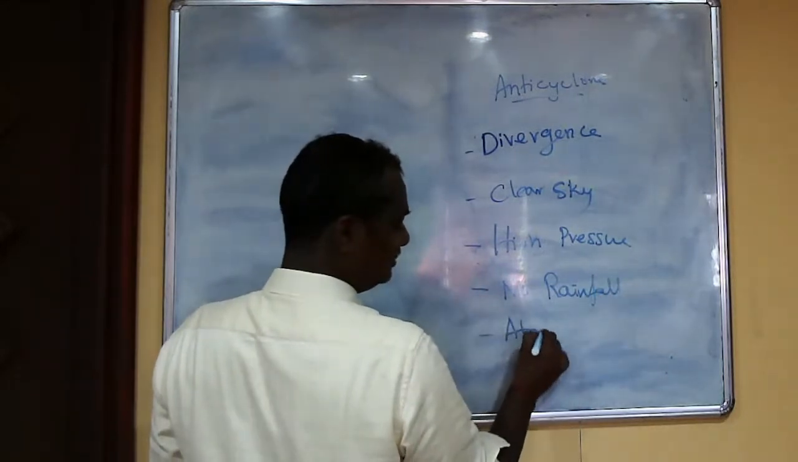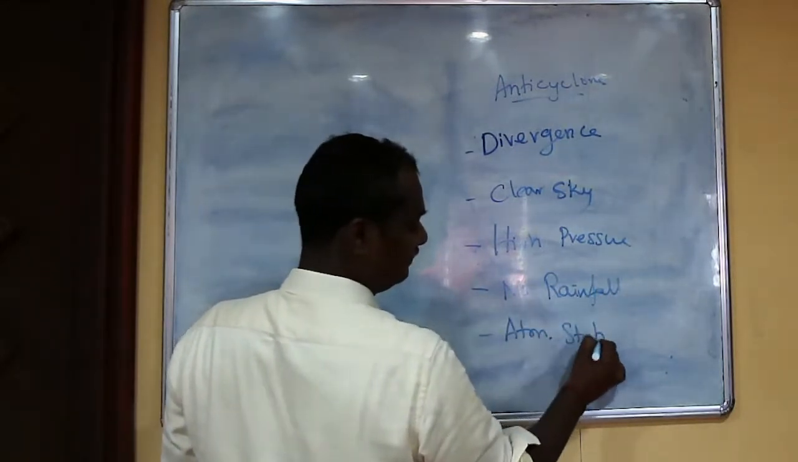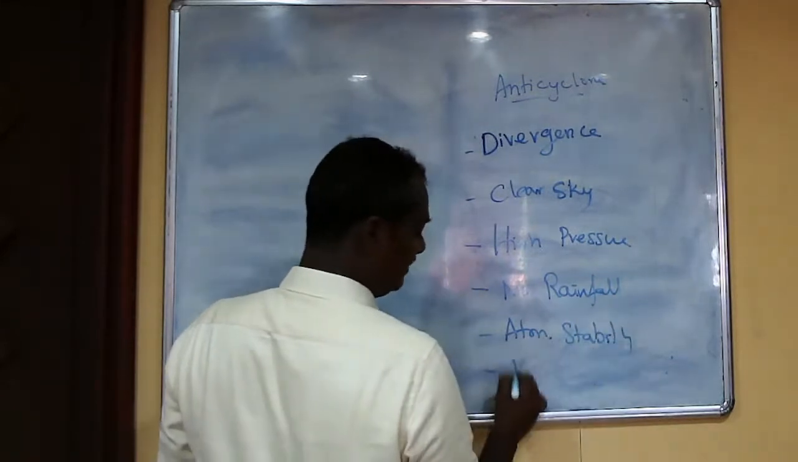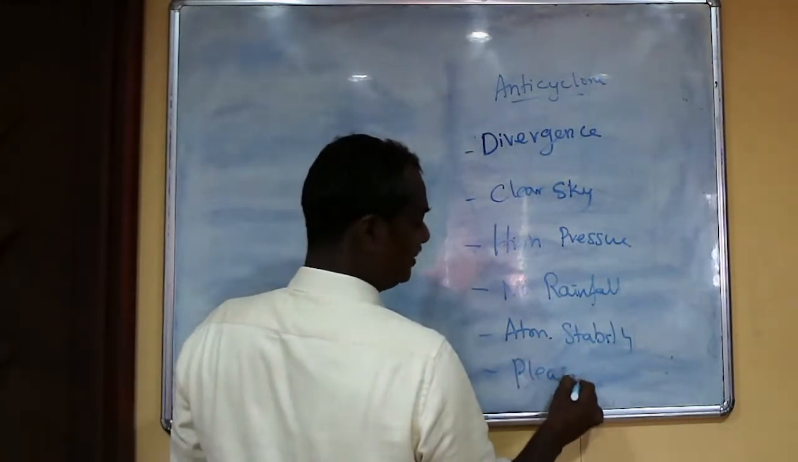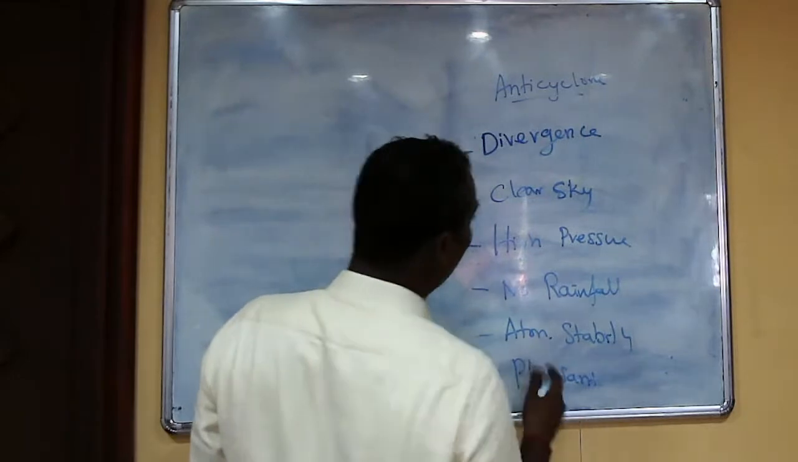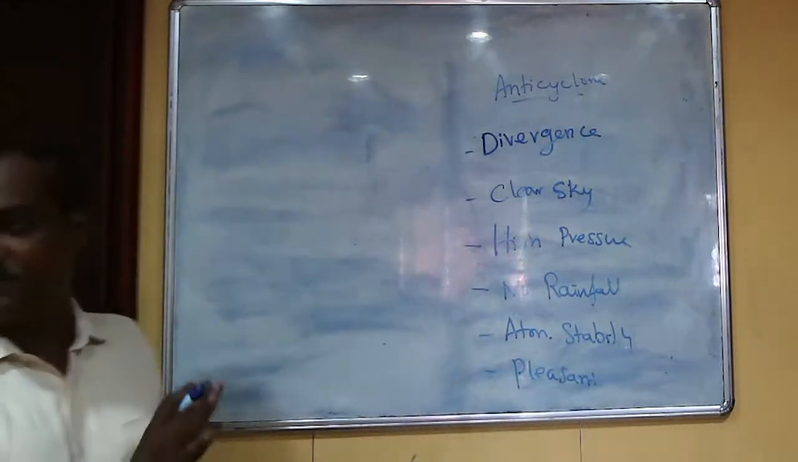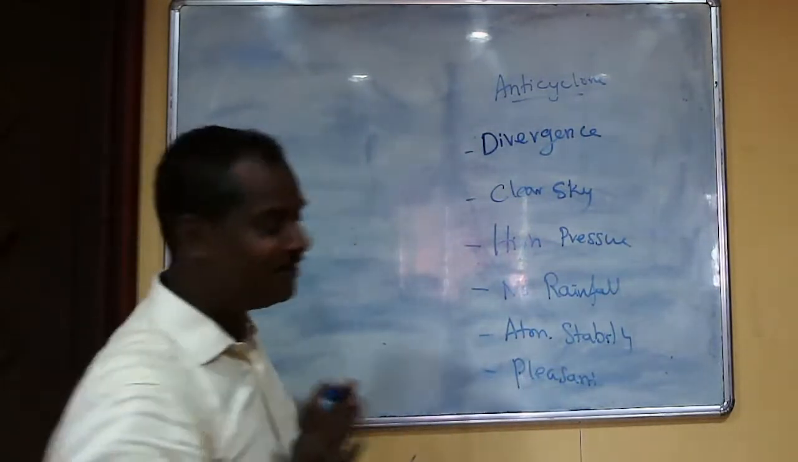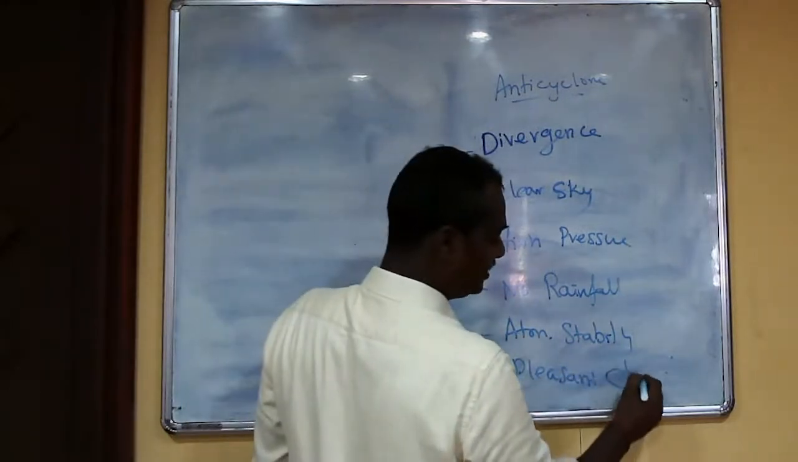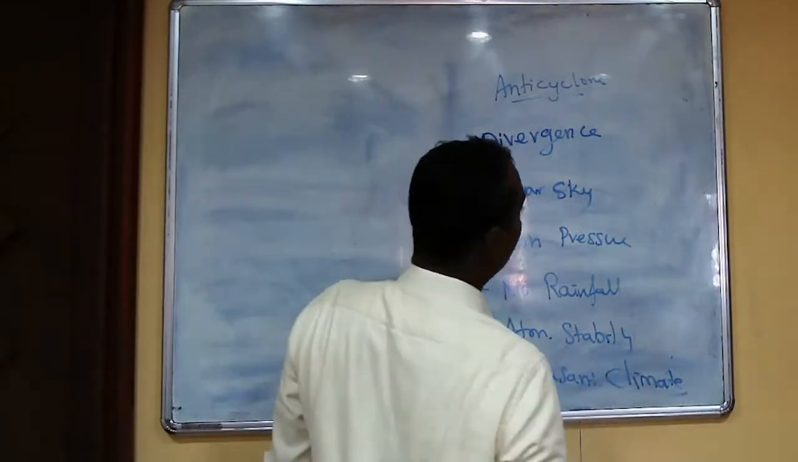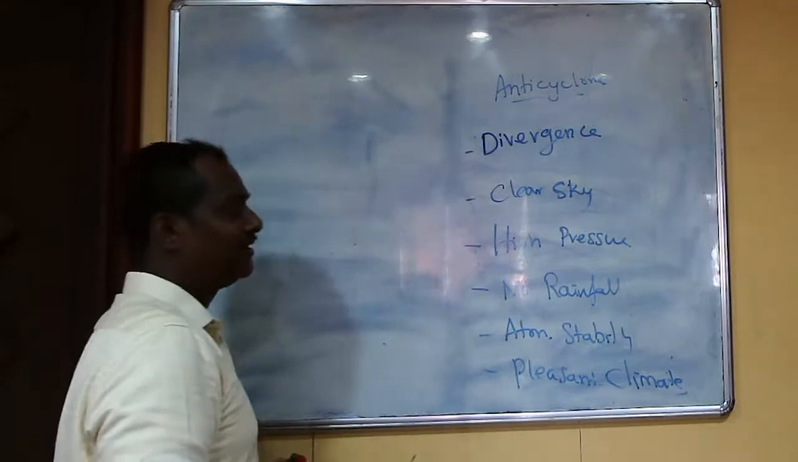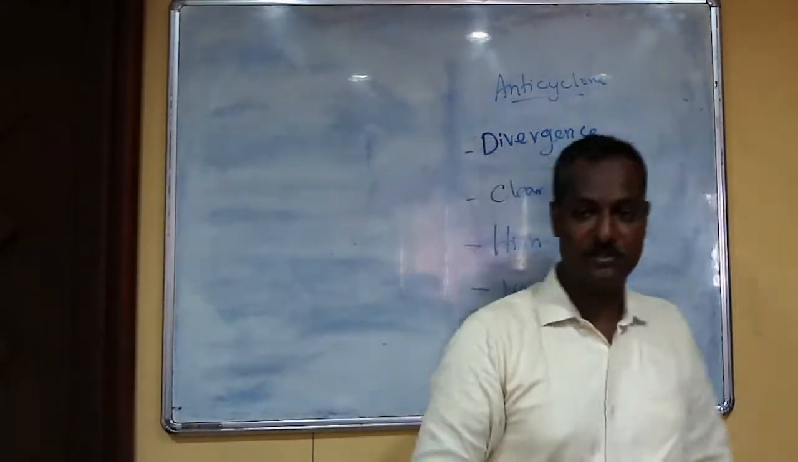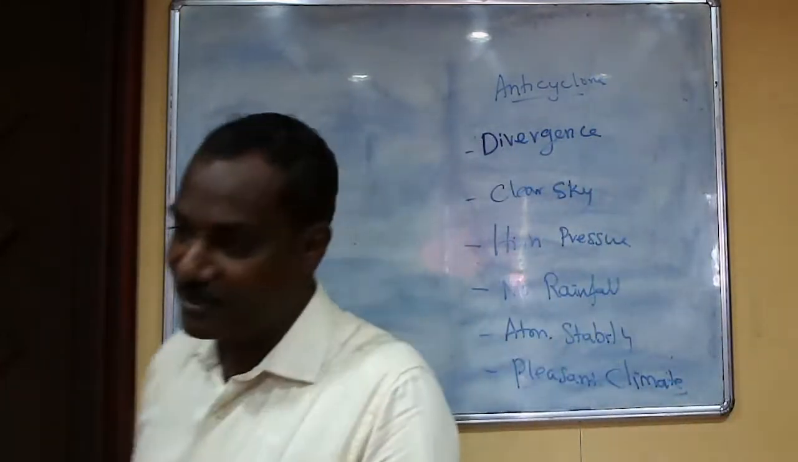Atmospheric stability, pleasant sky, pleasant climate. Okay, see, all this information is important. In addition to this, they will give you something, but with this information you can answer the question. We ultimately want to answer the question for India, right? Divergence: clear sky, high pressure zones, no rainfall, pleasant climate.